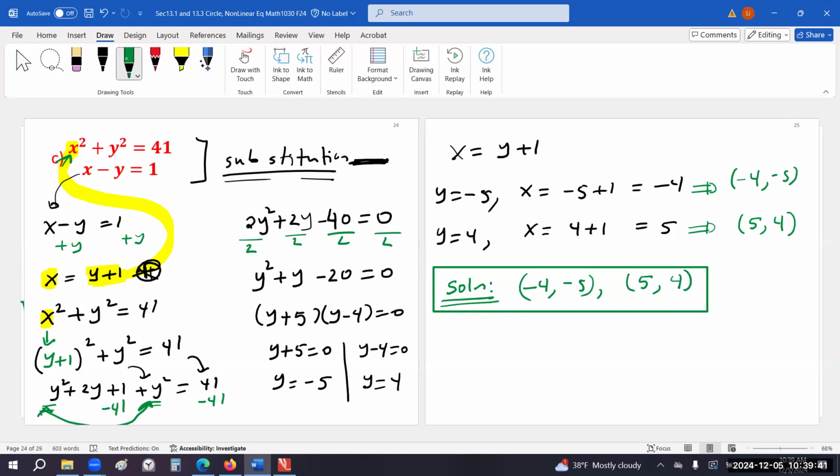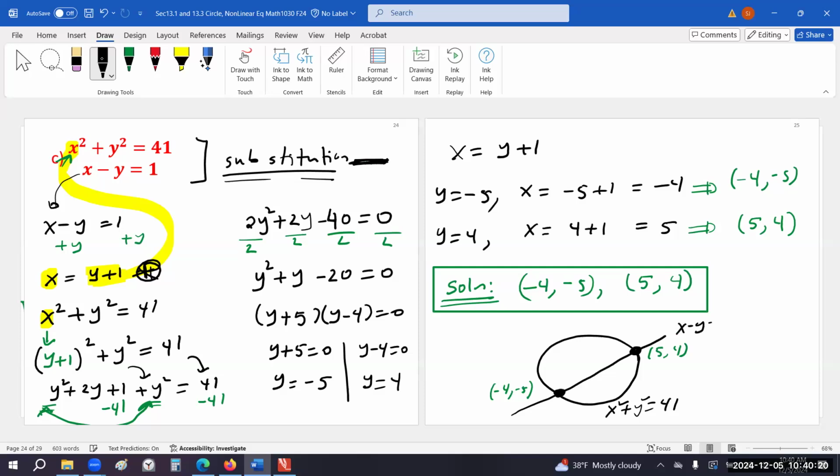You want to see visually what is happening? This is the story. We have a circle. The first one is a circle, and the second one is a line. The line is going upward. So they're intersecting twice. One is negative 4, negative 5, and one is 5, 4. The circle is x squared plus y squared equals 41, and the line is x minus y equals 1.